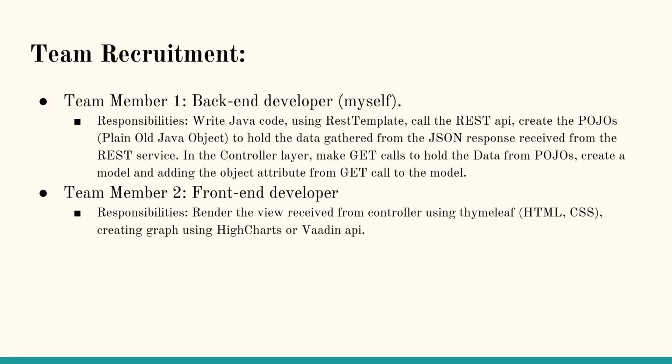For this project, we'll require 2 people. The first one will be me, working on the backend development. My responsibilities will include writing Java code using REST template, calling the REST API, and creating models to hold the data gathered from the JSON response received from the REST service that we just saw above. In the controller layer, we'll be making GET calls to hold the data from models and create a model, adding the object attribute from the GET call to the model.